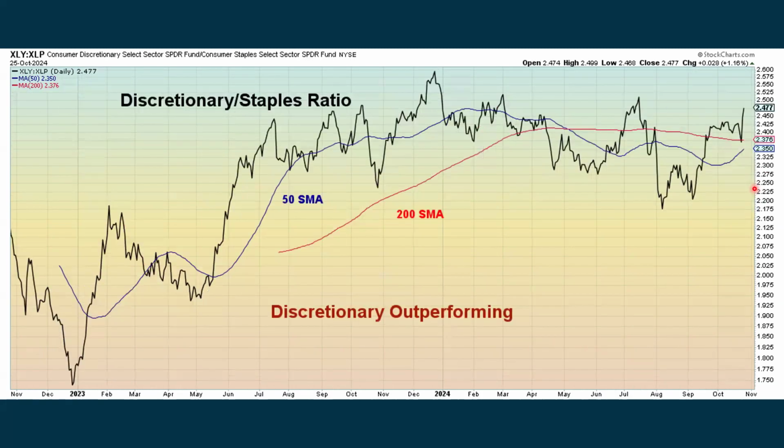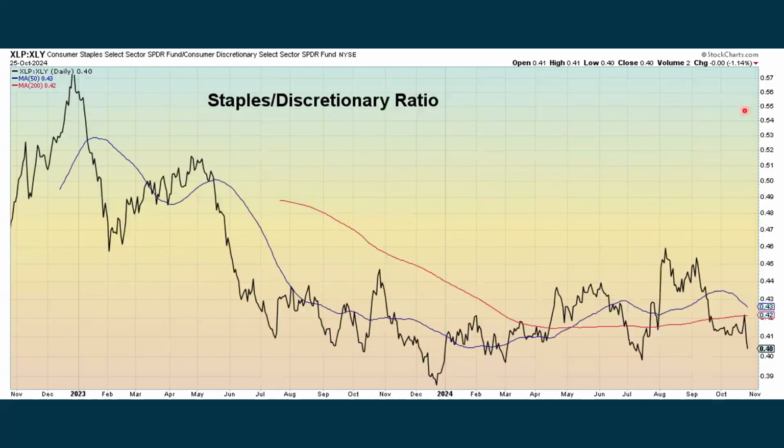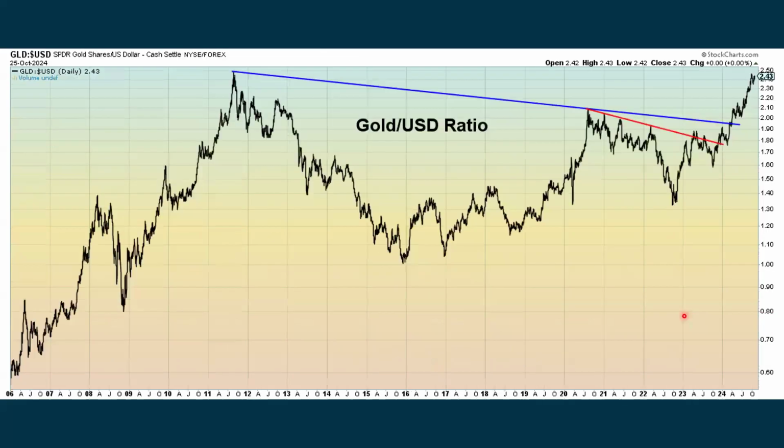We look at a ratio between discretionary and staples. This is in an overall downtrend, but discretionary has really been doing well lately. If we can stay above both of these lines, we would generate a golden cross with this ratio. And then we look at an inverse, showing how staples lately have been underperforming, but they're still in an uptrend when we compare it to discretionary.